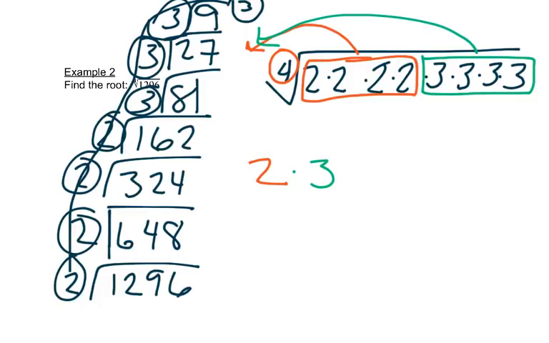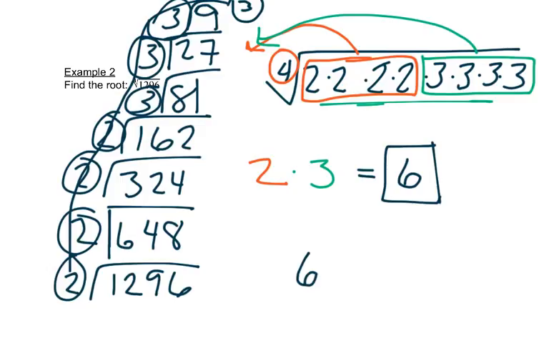There's a multiplication sign between them. And that leaves nothing left inside of this root, this radical. And so we don't have to write the radical any longer. We just take 2 times 3, and we get our answer as 6. Now you can check that. If you do 6 to the 4th power, you should get 1296.